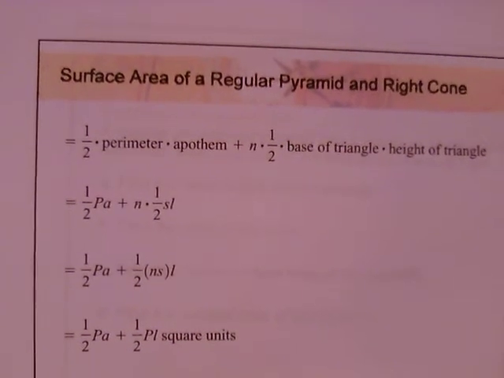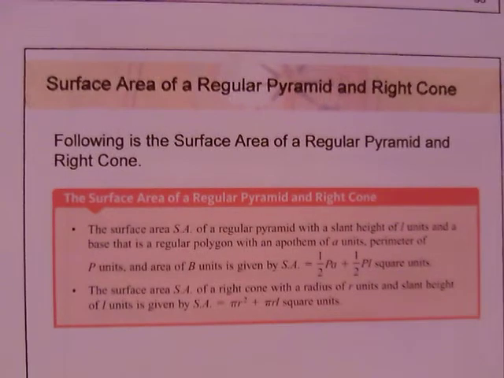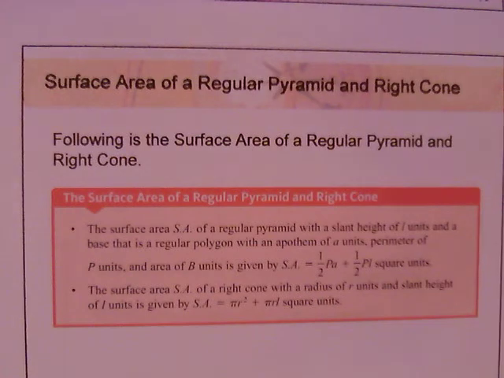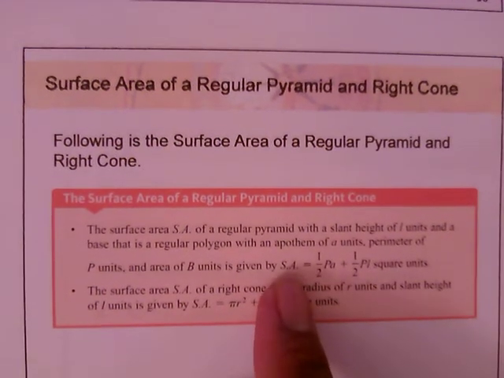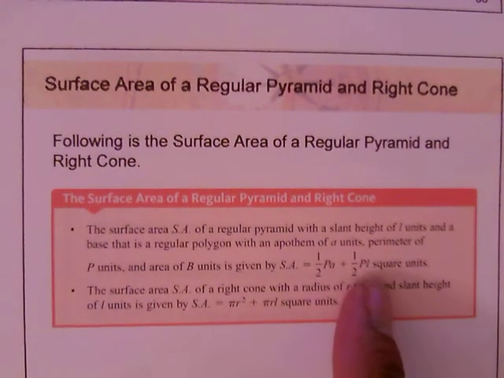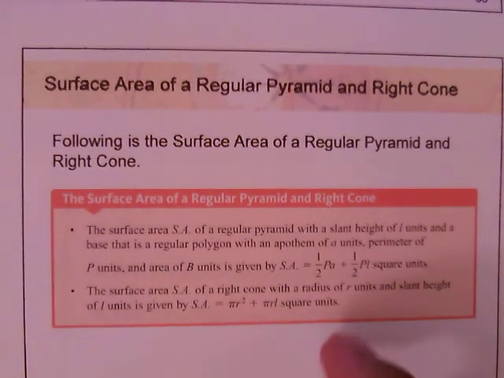So, to summarize all of that, this is the following for the surface area of a regular pyramid and a right cone. For a pyramid with a slant height of L units and a base that is a regular polygon with an apothem of A units, a perimeter of P units and an area of B units, the surface area is equal to 1/2 P times A plus 1/2 P times L. Keep in mind your L is your slant height.